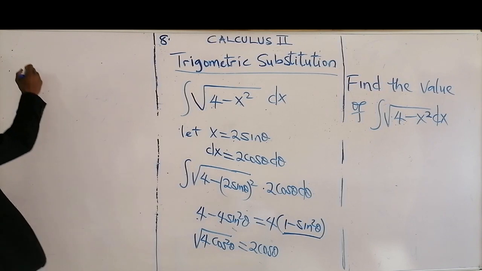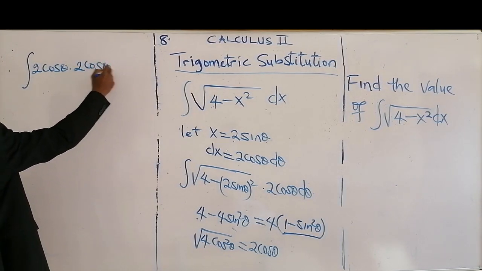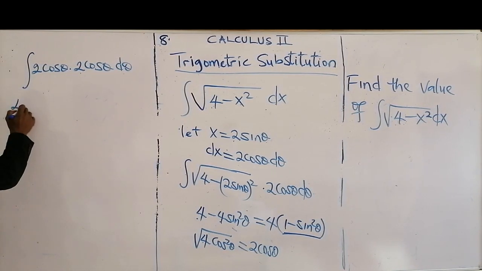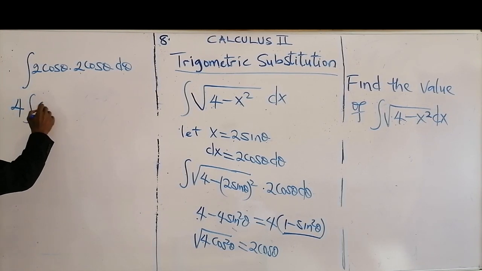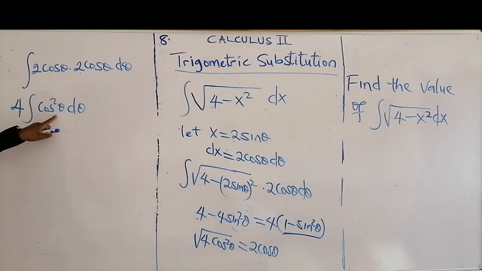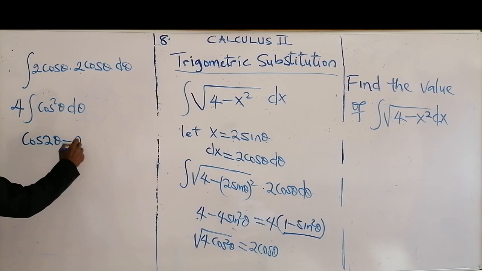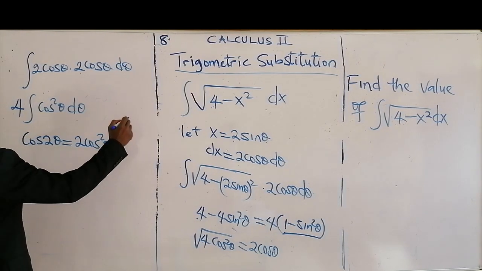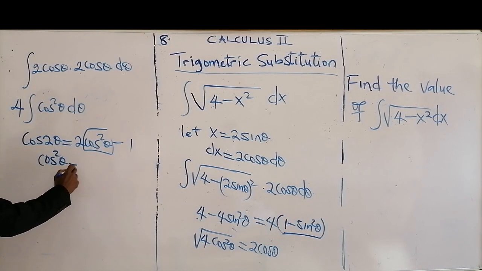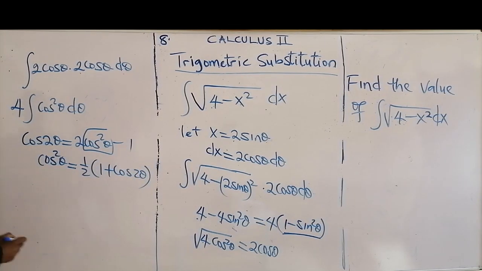So we now have 2 cos theta times 2 cos theta d theta. 2 times 2, that's 4. You can take it outside the integral. Then we have cos squared theta d theta. Then you can use the double angle for this. Don't forget cos 2 theta is equal to what? 2 cos squared theta minus 1. Can you make this the subject? We have cos squared theta equal to 1 over 2 into bracket 1 plus cos 2 theta. So that's what we have now.